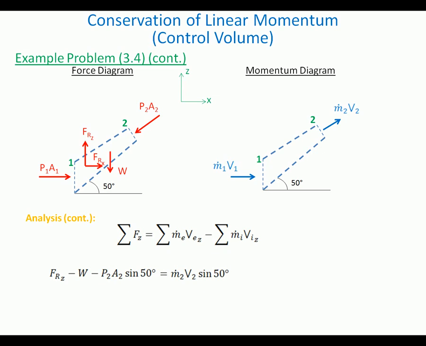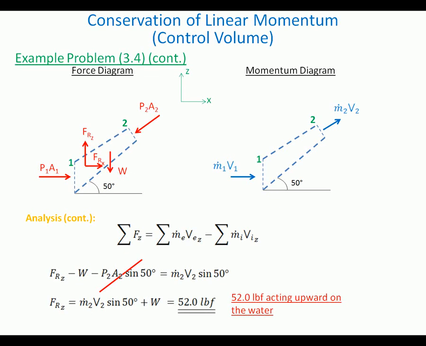Well, again, the pressure at point 2 is 0 gauge, so we can just get rid of that term. We rewrite it in terms of the reaction force in the z direction. We plug in the numbers, we had the weight of 15 pounds force, we plug in our mass flow rate and velocity, and what you get is 52 pounds force. Now it's positive, so that means we guessed correctly this time. So it should be 52 pounds force acting upward onto the water. So like we said, these are all forces acting on the water. We have pressure acting on the water, you have weight acting on the water, and this is the force of the pipe acting onto the water.